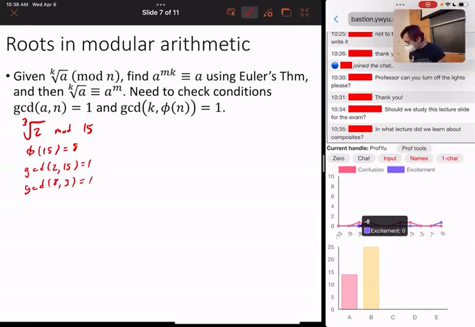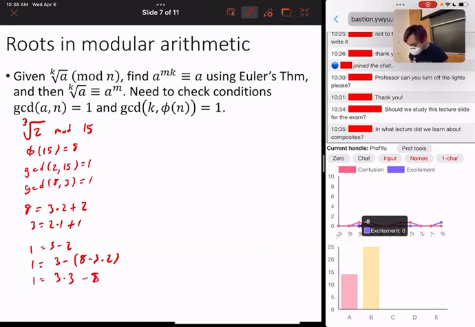Now what we're going to do is, well, 8 is equal to 3 times 2 plus 2. 3 is equal to 2 times 1 plus 1. So therefore, 1 is equal to 3 minus 2. 1 is equal to 3 minus (8 minus 3 times 2). So 1 is equal to 3 times 3 minus 8. Which is correct. You can double check that 9 minus 8 is indeed 1.